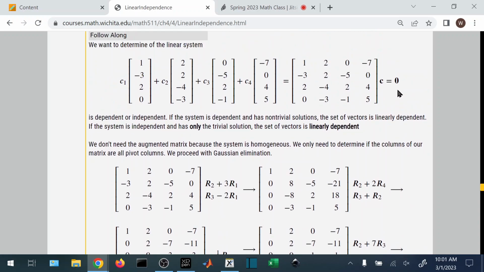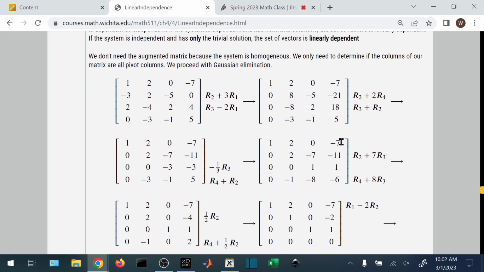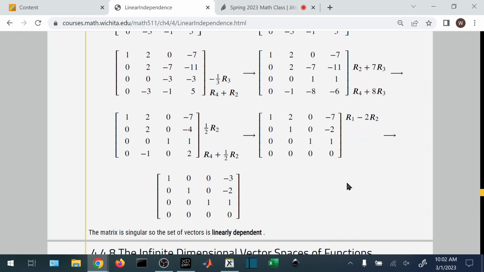Since the right-hand side is 0, it's homogeneous, so I'm not going to put the bar 0, 0, 0, 0. I'm just going to have the matrix A there, and we're going to perform some row operations. We've got it in reduced row echelon form, but couldn't you have figured out by the time you got to this step that you had a free column? As soon as you know you have a free column, they're linearly dependent. As soon as you know that all of the columns are pivot columns, you know they're linearly independent.